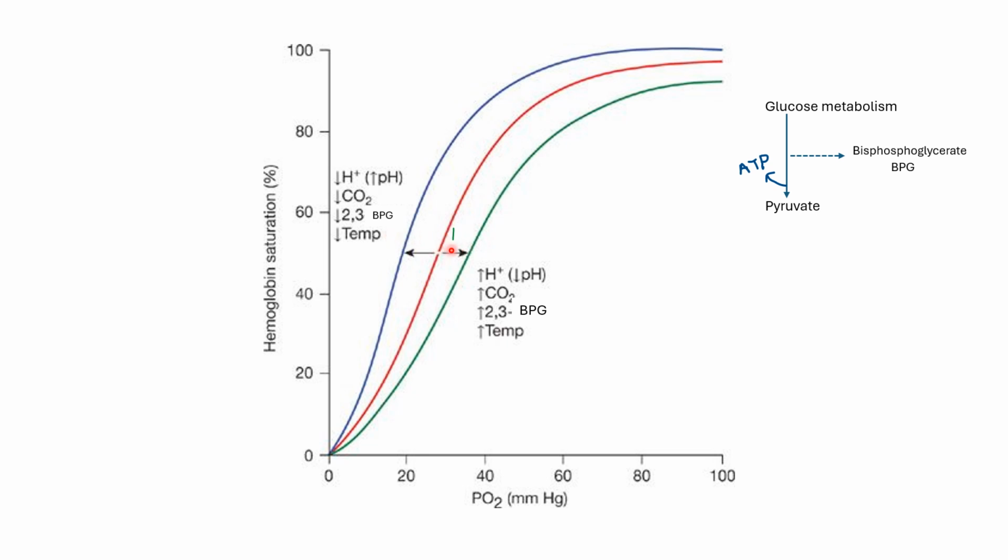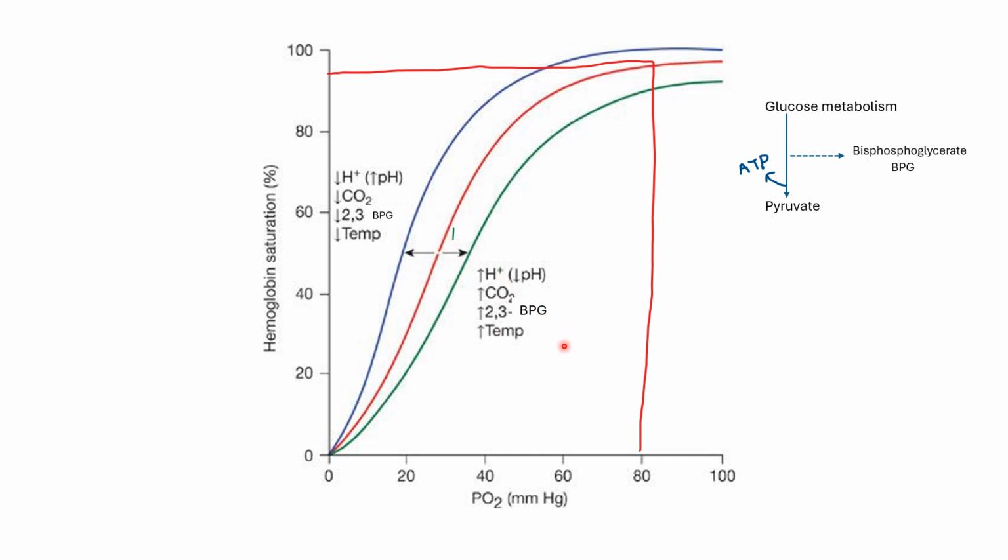So when this red graph moves in the direction of the green, we say it has moved to the right, and this causes unloading of the hemoglobin. Let's consider 80, and see what is happening at 80. So at 80, the hemoglobin saturation is this. Now, as these factors increase, this shifts to the right.